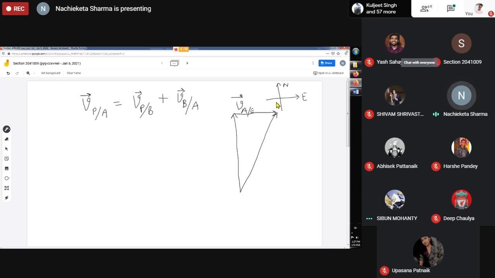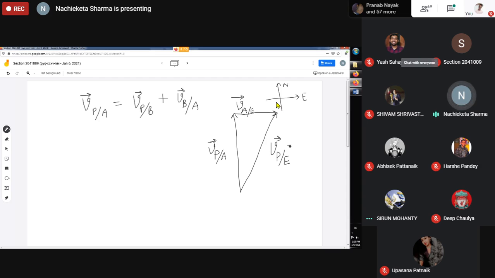And this is the velocity of plane. P means plane, A means air, E means earth. So the velocity of plane with respect to air is 240 kilometer per hour, north. And our task is to find the velocity with respect to earth. This is the diagram I have constructed for you, and I am going to find it out both in magnitude and direction.